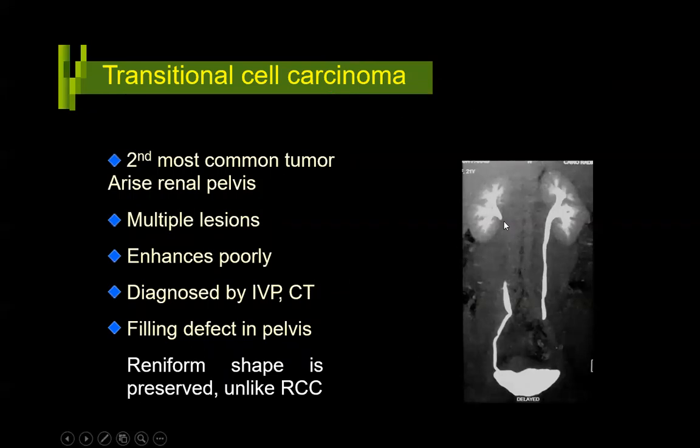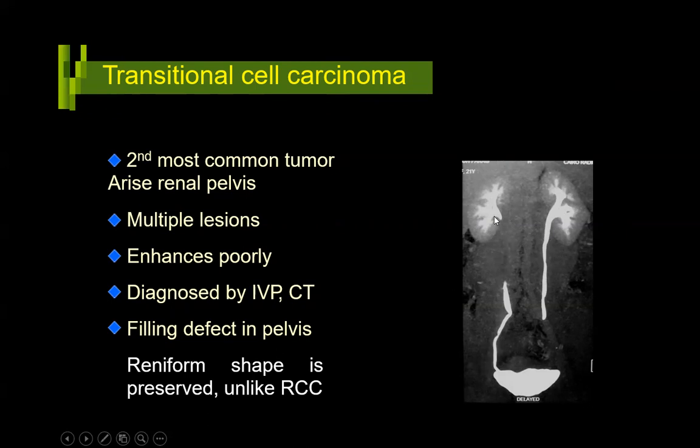Okay, so the last tumor which we need to know is the urothelial tumor, or the transitional cell tumor. It arises from the lining, more common in the urinary bladder, but it can be anywhere in the collecting system, in the ureters or in the renal pelvis. So it will give you a filling defect. Once you give contrast and you have a delayed nephrogram or an excretory phase, you see a filling defect inside.